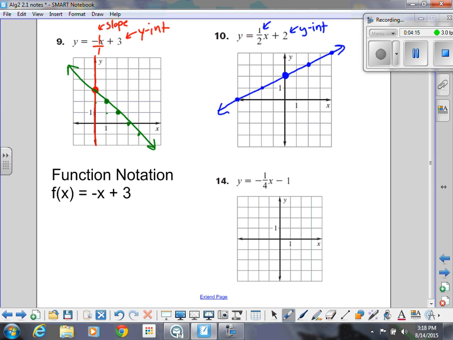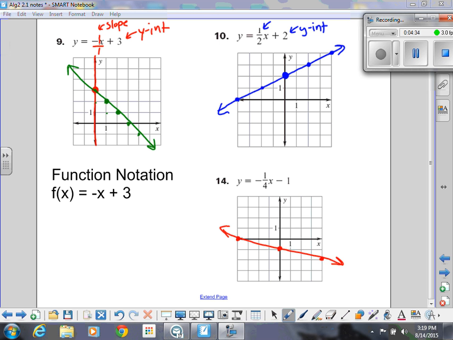So why don't you pause the video right now and try number 14, the -1/4 x minus 1, and then you can check it when you're finished. Okay, so your graph should look like this. If it does not, see if you can figure out what you did incorrect. If it does, great, let's move on.